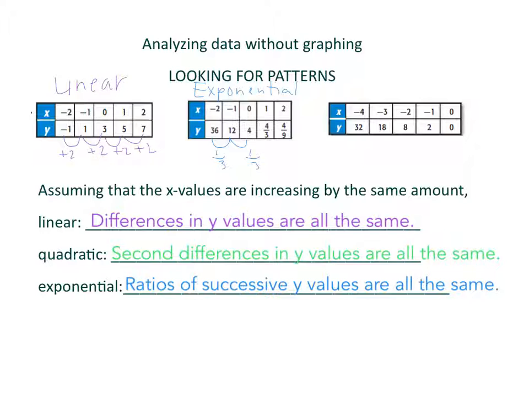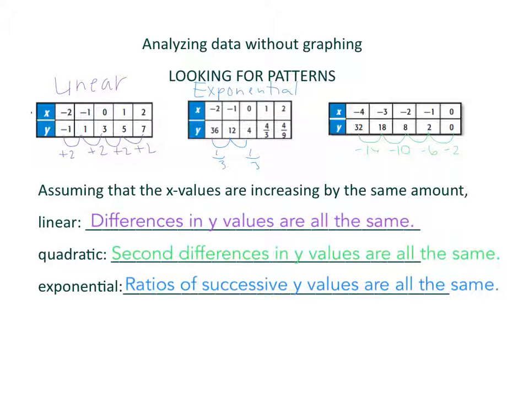So again, x values are increasing by a common interval. They're all going up by 1, but in the y values, let's determine what's happening. From 32 to 18, we are subtracting 14. From 18 to 8, subtracting 10. From 8 to 2, subtracting 6, and from 2 to 0, subtracting 2.